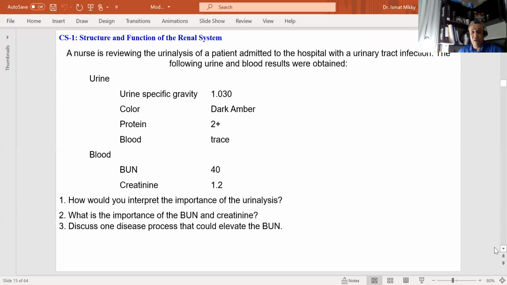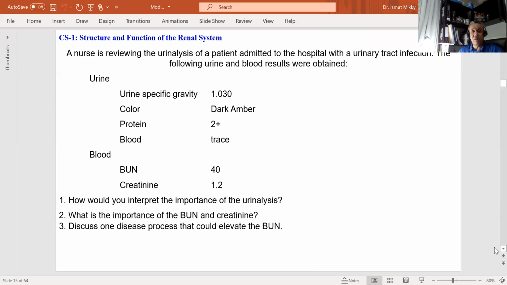So we should evaluate for signs of dehydration such as increased thirst, dry skin, dry mucous membranes, especially oral mucous membranes, increased pulse, tachycardia, decreased blood pressure, hypotension. The color of the urine is normally light yellow amber, and in this case, the dark amber color of the urine demonstrates concentration of the urine as well.